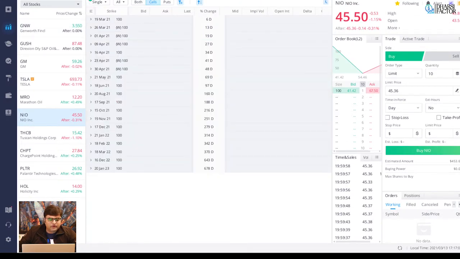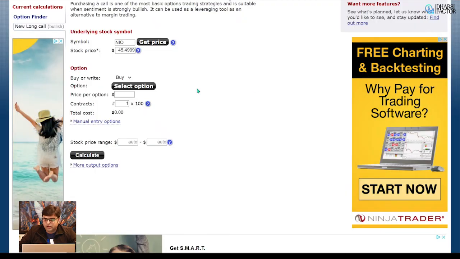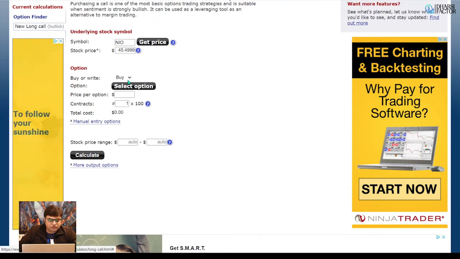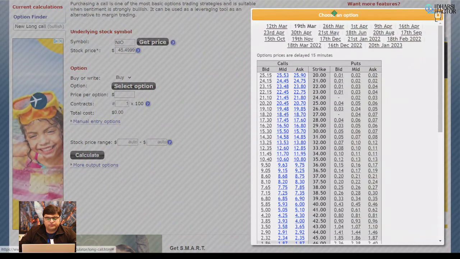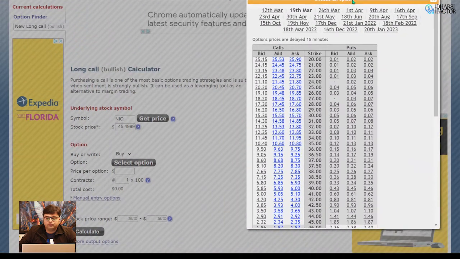And we will come over here and we will see what is the price. 45.50 is the price of Neo at Webull. So it's pretty much close. So we will select an option. We have to select an option. Now this chart, choose an option.